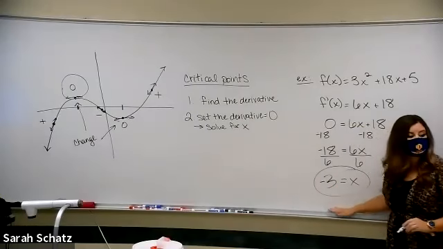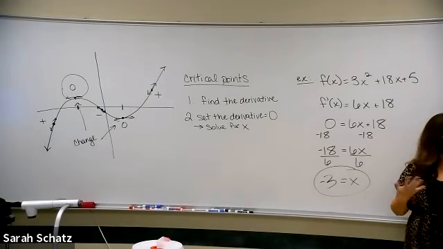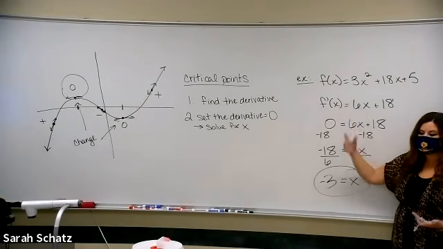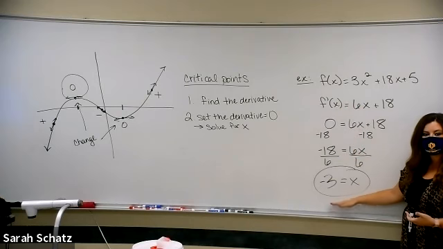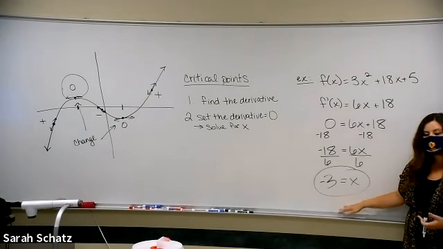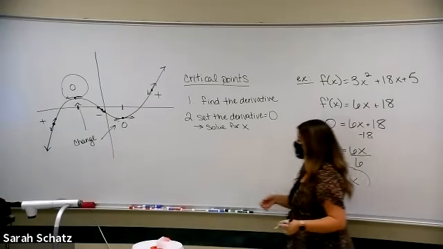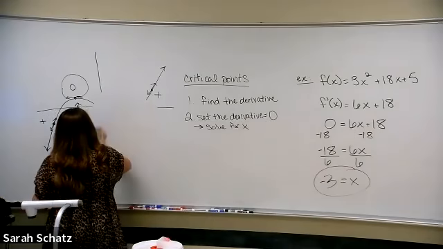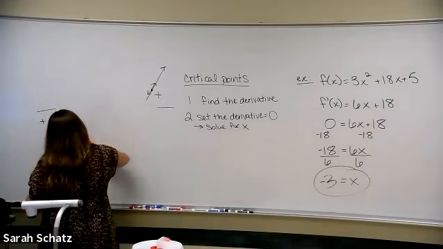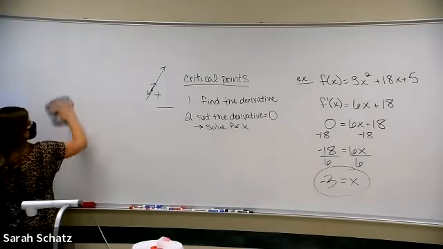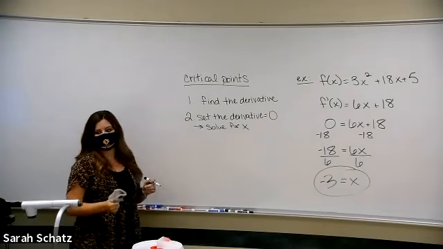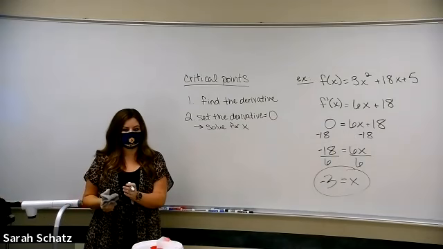I get just one critical point here. Sometimes we get one, sometimes we get many, depending on what my function started as. But this one just has one, and it occurs at negative 3. So what that's saying is, if I were to graph this function, it would change directions at x equals negative 3.